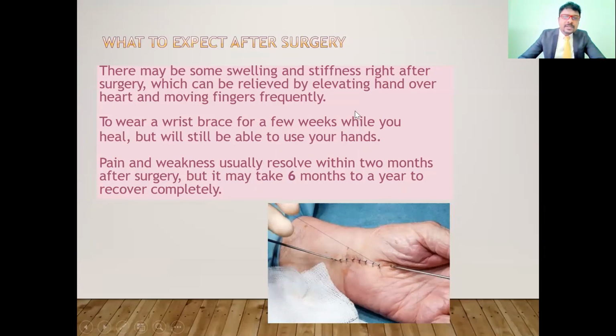After surgery, there may be swelling and stiffness, which can be relieved by elevating the hand above the heart and moving the fingers frequently. We have to ask them to raise the hand above heart level while lying supine. If they do finger movements, the swelling will reduce and the wrist joint will improve.